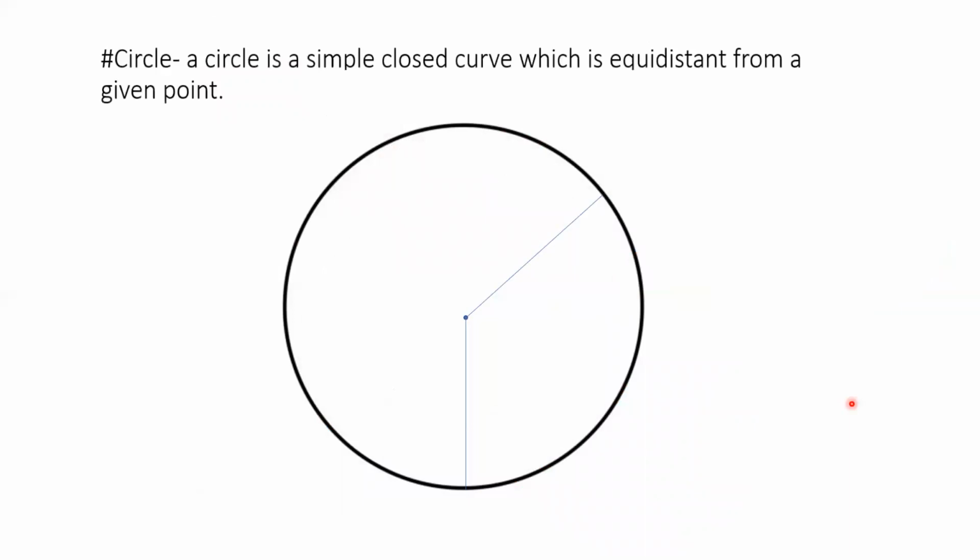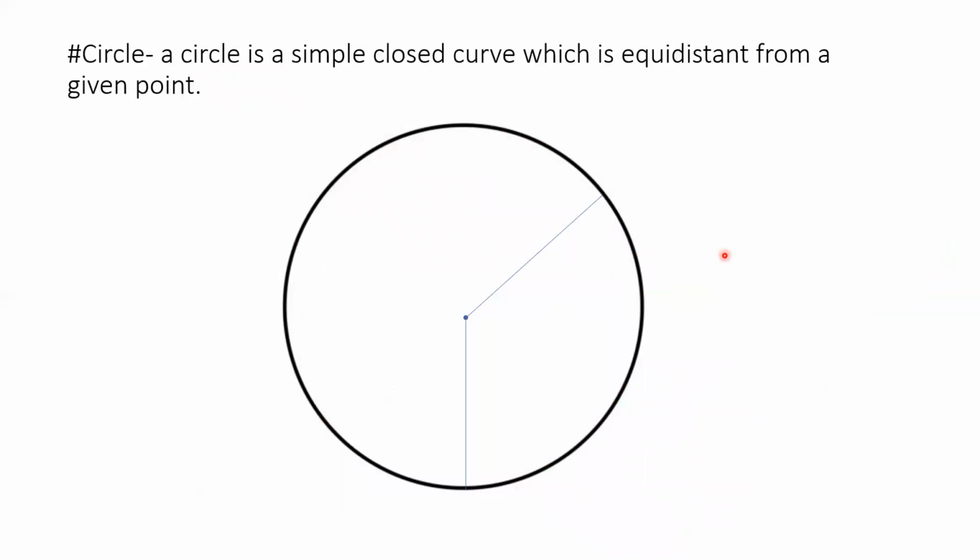A circle is a simple closed curve which is equidistant from a given point. As you can see, if you take 2 points on the circle, they will be at the same distance from the center. This is called the center of the circle. All circles have a center and they have only a single center. And this distance is called the radius of the circle. So we'll learn about radius and many other terms in this chapter.